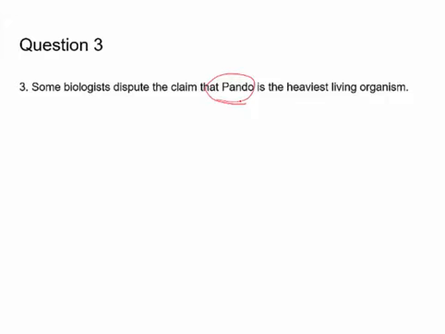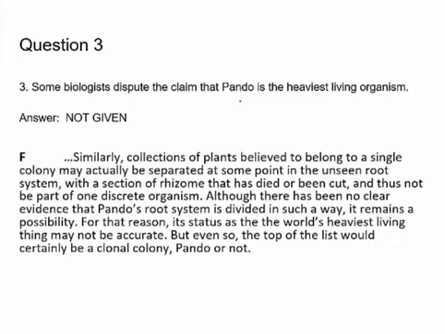And what did you find there? Were you able to find this full idea in the last paragraph, in the last paragraphs there of the passage? Well, you should not have been able to find the full idea, because this answer is not given. There is, in section F, a section on Pando and some questions about whether or not Pando is, in fact, as big as we think it might be, okay? Because there's some uncertainty about that.